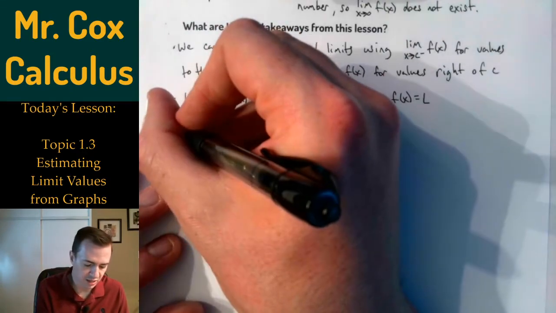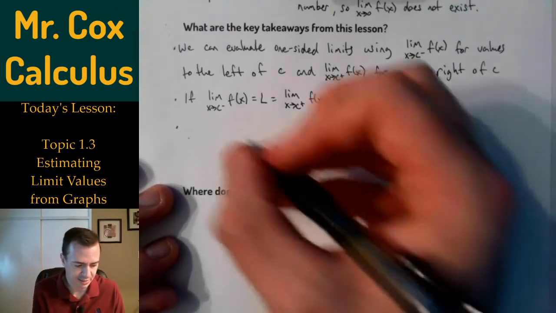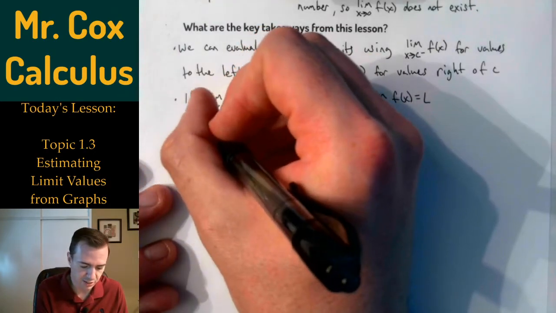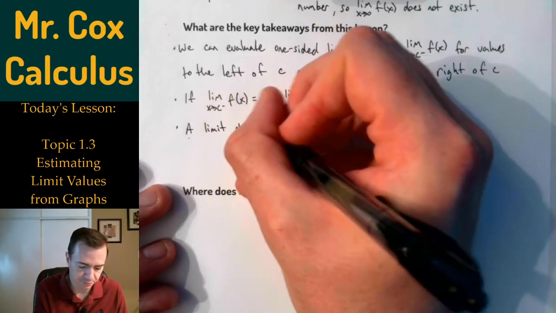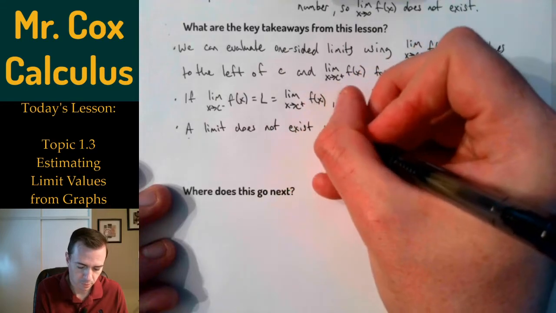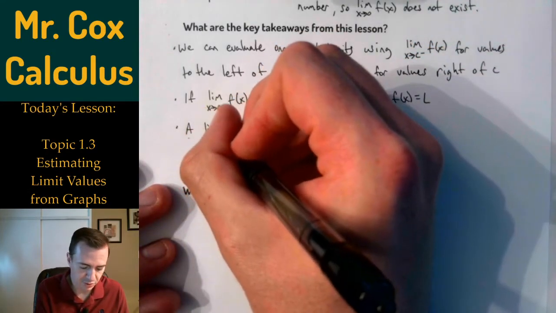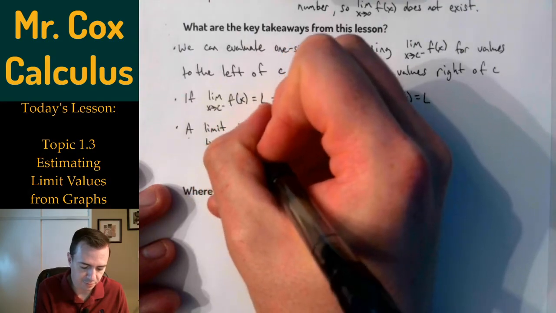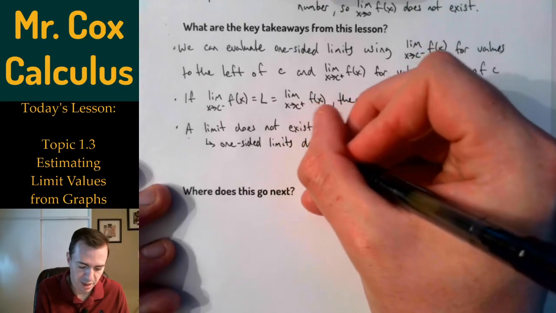And then we looked at a couple of instances where a limit might not exist. So some of the main cases where you'll see where a limit does not exist. One of the main things that can happen is the one-sided limits don't match.